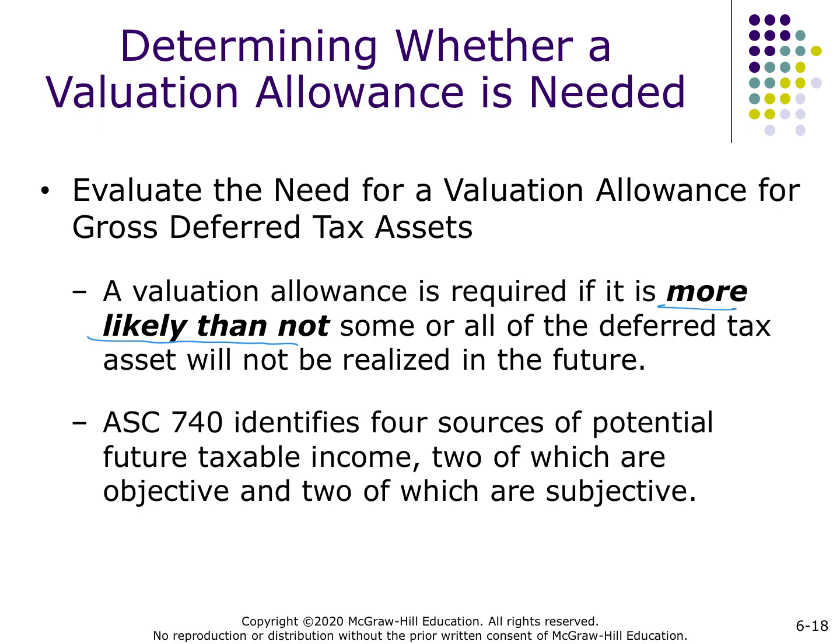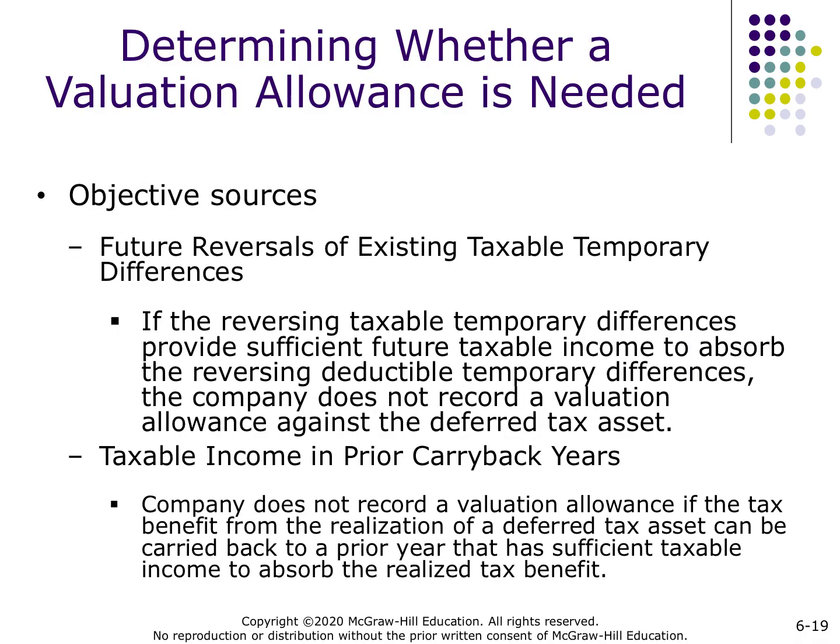And there are four sources of potential future income that will impact the calculation of this. So let's talk about those next. All right, so here are two objective sources: reversals of existing taxable temporary differences, and taxable income in prior carryback years. These two objective sources lay out situations by which you do not have to record a valuation allowance.